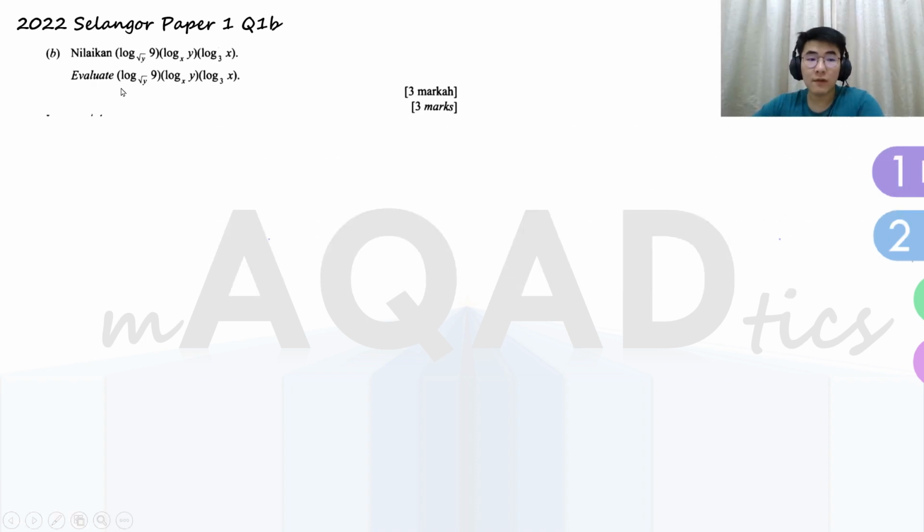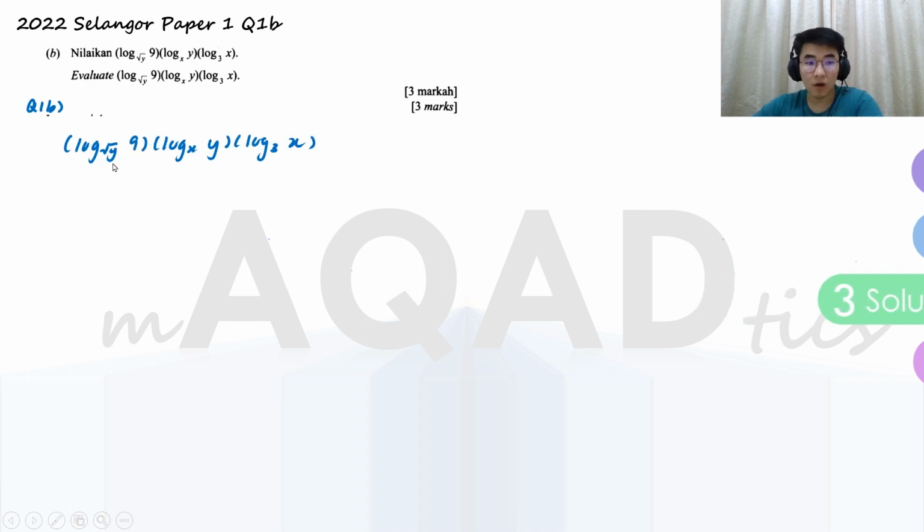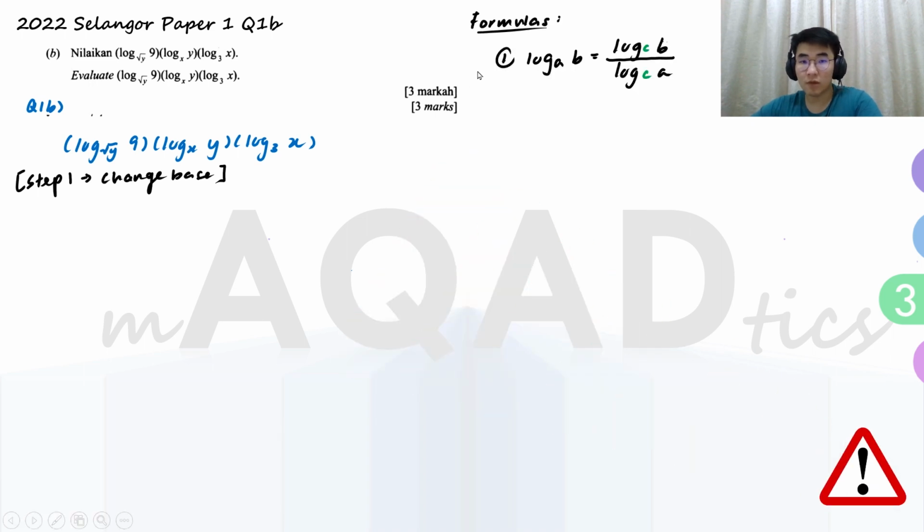Alright, so for the first question, we need to find the value of this logarithm expression. If we zoom into their bases, you can see that all these three values are different: square root y, x, and 3. So this is actually our first step, which is to change all these values, which is the base, to the same base, to one single value. Right, so we can use this formula to help us out.